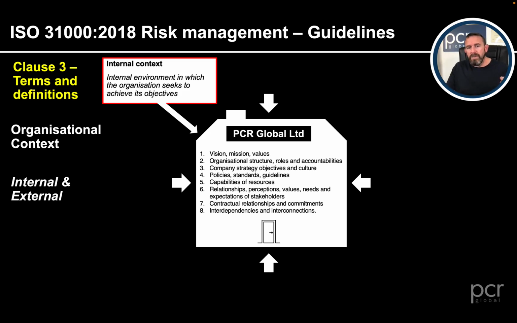And then finally, for 8, we have interdependencies and interconnections within the organisation. How are various departments working together? How are various business units? These could be global, these could be regional, it could be one very small organisation. Remembering that this fits all organisations. But there we have 8 areas that the standards guides us to being part of the internal context. So the internal context, as it says, is the internal environment in which the organisation seeks to achieve its objectives.